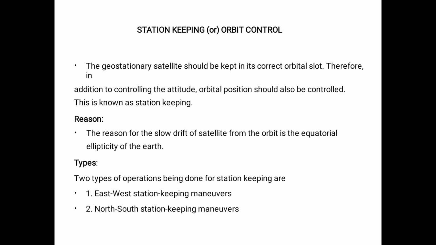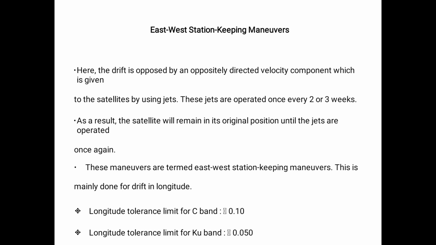Station keeping, orbit control. The geostationary satellite must be kept in a constant and correct orbital slot. Therefore, in addition to controlling the attitude, the orbital position should be controlled. This is called station keeping. The reason for the slow drift of the satellite from the orbit is the equatorial ellipticity of the Earth. Two types of operation done for station keeping are east-west station keeping maneuvers and north-south station keeping maneuvers.